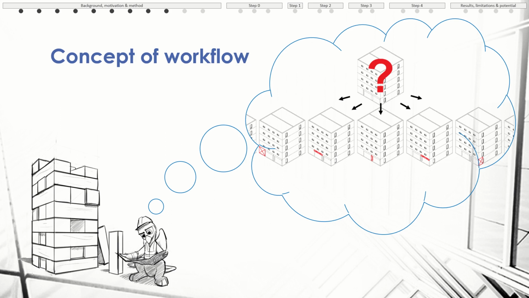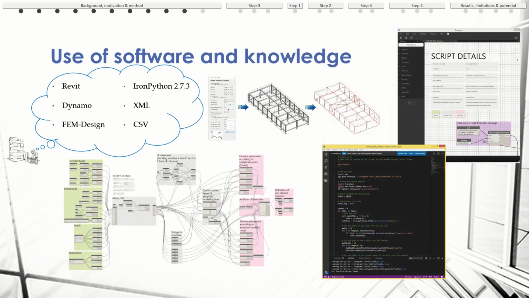And in this way, kind of estimate where you need to have some extra focus when you design a structure. To do this, we use some different kind of software. The primary software is Revit, Dynamo and Python, which we had some previous experience with. However, we also saw that in order to create such a workflow, we needed to gain some quick knowledge in coding in Python and some knowledge of these two file formats, which are called XML and CSV file formats.